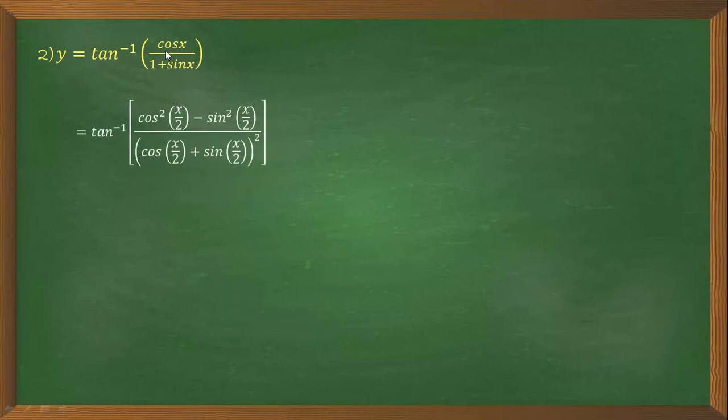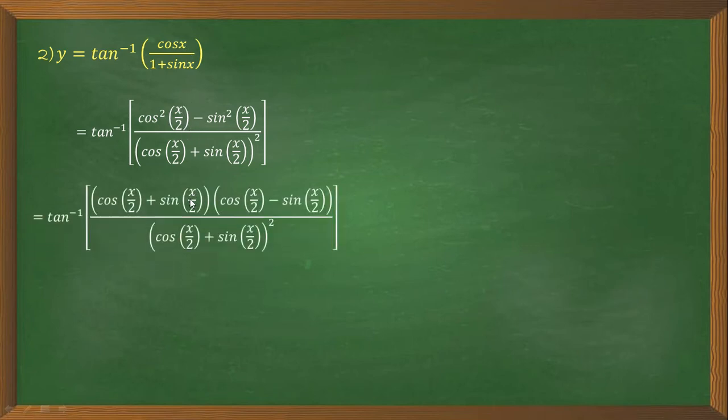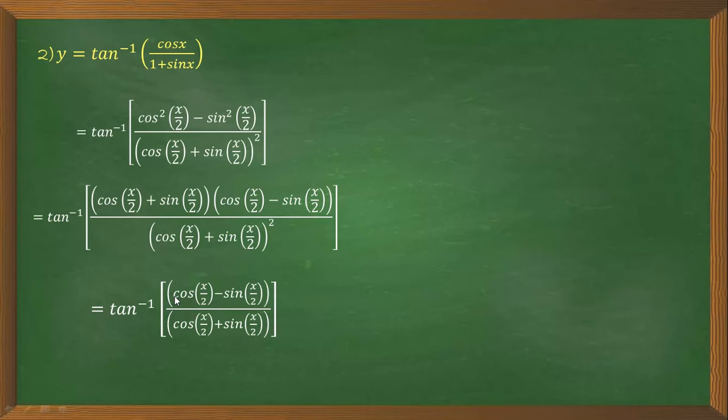Again the same technique. Cos x can be replaced as cos square x by 2 minus sin square x by 2. And what about 1 plus sin x? It is (cos x by 2 plus sin x by 2) whole square. Again here the angle x becomes x by 2. Now the same type of simplification. By the algebraic rule, this can be written as (cos x by 2 plus sin x by 2) into (cos x by 2 minus sin x by 2) divided by this. Then after cancelling, you will get cos x by 2 minus sin x by 2 upon cos x by 2 plus sin x by 2.